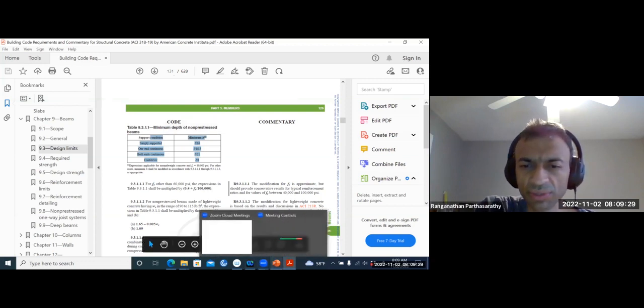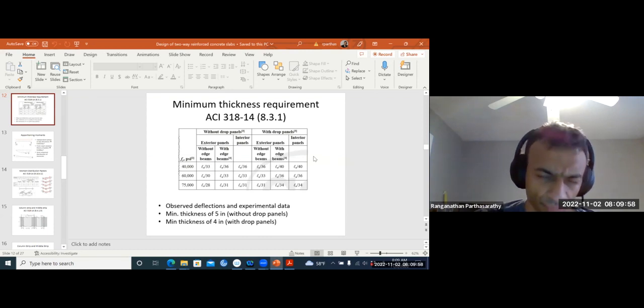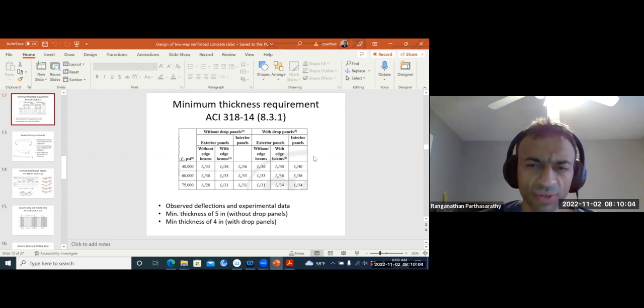Similarly, in two-way slabs, we have some minimum slab thickness to limit deflections, and that is based on the condition, with drop panel or without drop panel. Depending on what condition we have, the minimum thickness requirement is different. For example, when you do have drop panels and edge beams, then you are allowed to have slightly thinner slabs, as you would expect, because those are limiting the deflections.